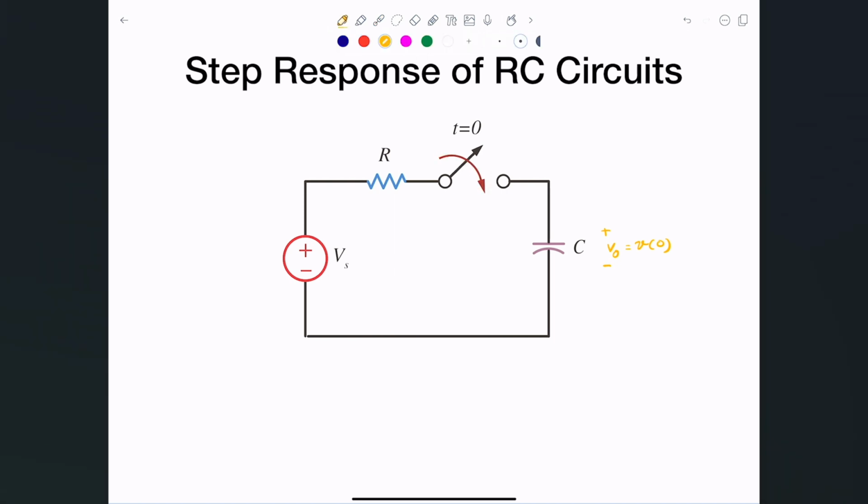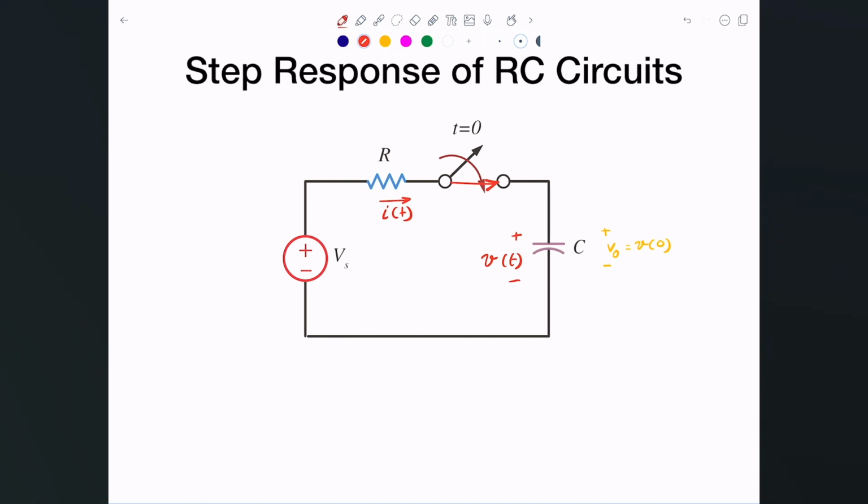By closing this switch, we connect these to here, and now all of a sudden we introduce the voltage source and the R resistor to this capacitor. What this voltage source will try to do is basically charge or discharge the circuit, but we're going to assume that we're charging the capacitor and giving it some energy. What we're interested in is finding the current flowing through the circuit as a function of time, the transient current and the steady state current as well, and also the V of t, which is the voltage across that capacitor.